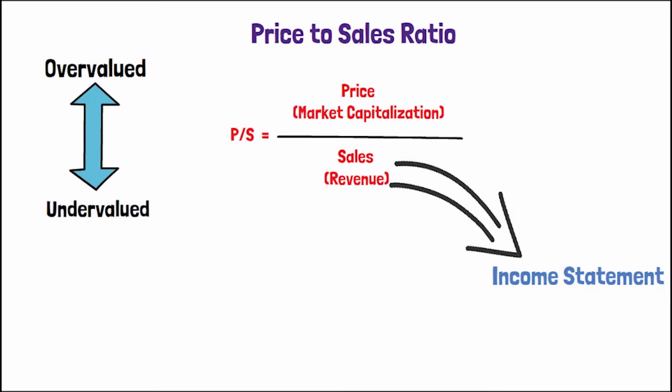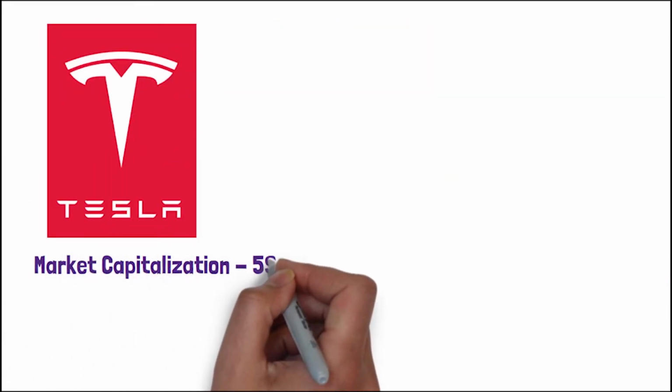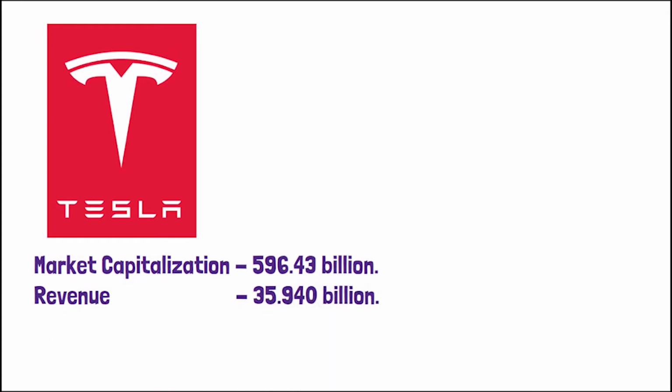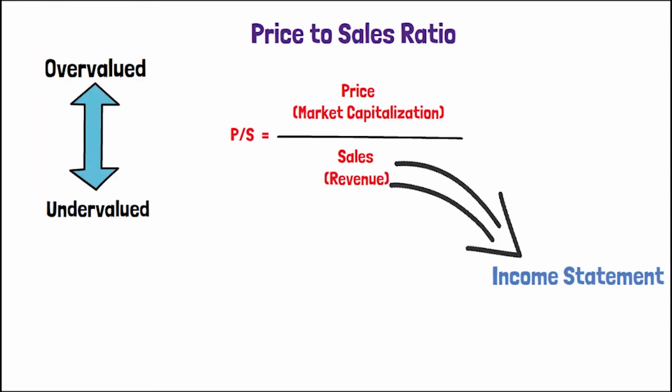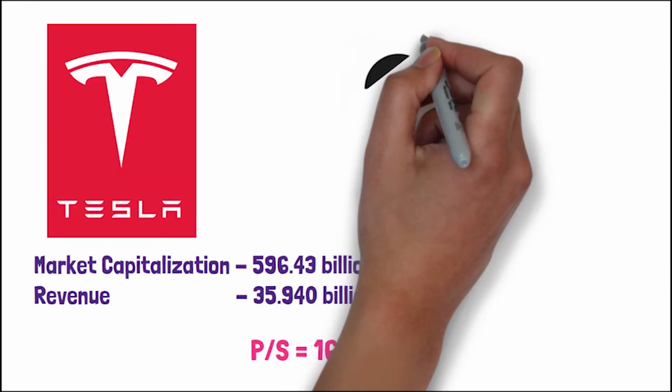During the making of this video, the market capitalization of Tesla was 596 billion, while its revenue was 35 billion. This gives us a PS ratio of 16.6, showing us that we pay almost 17 times Tesla's revenue to become part of the shareholders. For comparison, let's look at NIO.